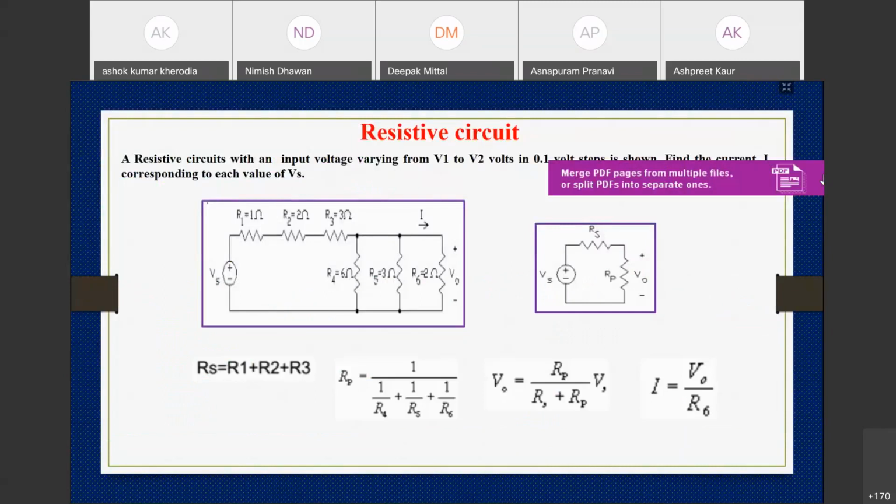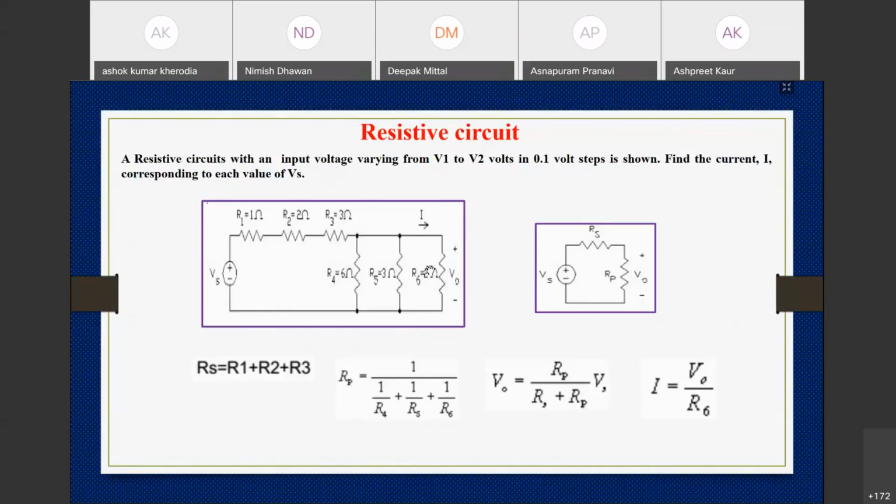Suppose you have this basic resistive circuit, where you are asked to vary the input voltage Vs from V1 to V2 in steps of 0.1 volt, and find the current I for the corresponding value of Vs, the current flowing in resistance R6. I have taken this example from somewhere, so I give the credit at the end.